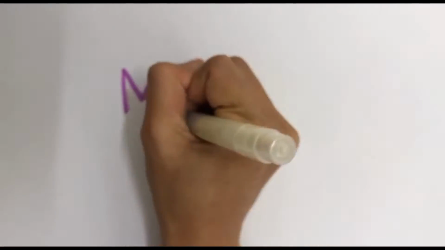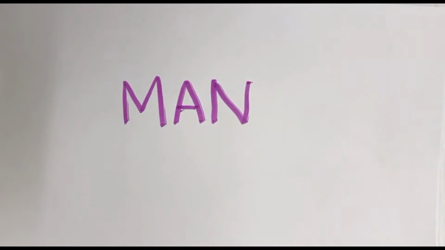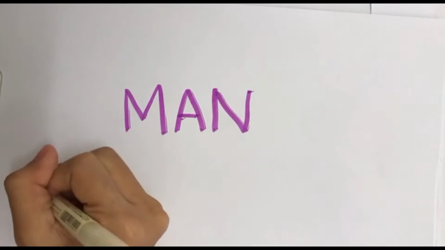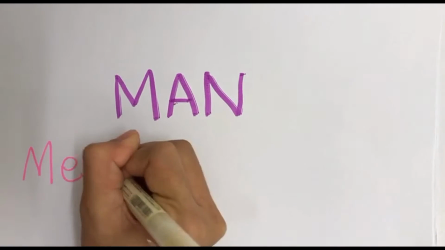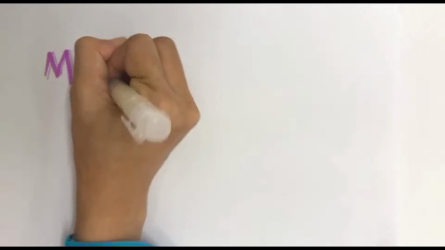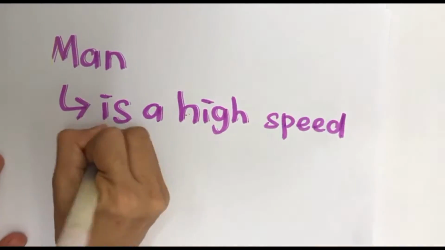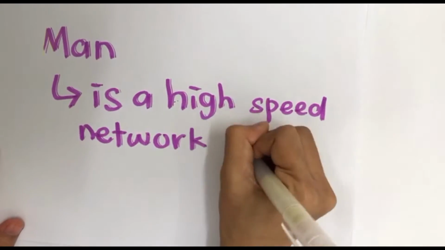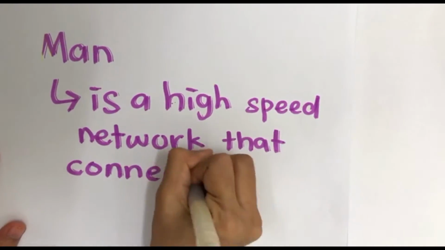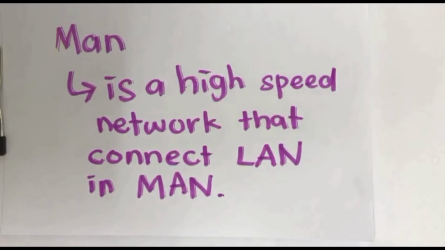Networks can be classified based on their size, capabilities, and geographical distance. Different types of networks provide different services. Today, we will talk about one of the network types, which is the metropolitan area network. A metropolitan area network is a high-speed network that connects LANs in a MAN. It is quite similar to a LAN, which is a local area network, but it spans several buildings in a city.